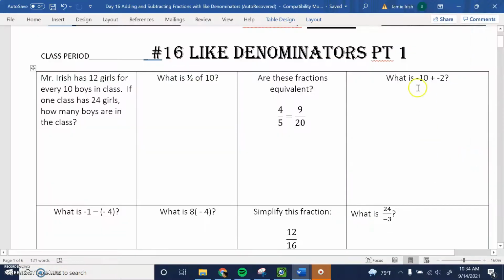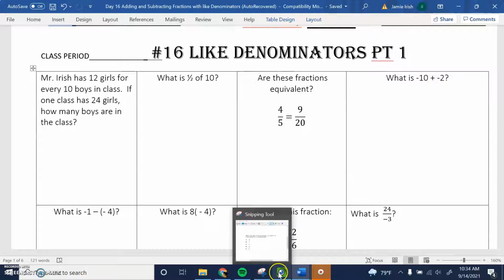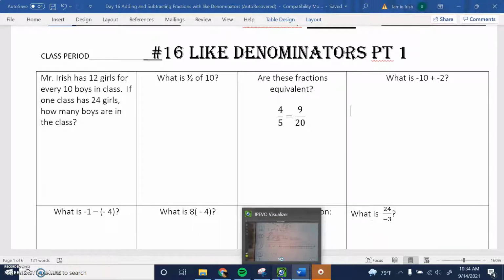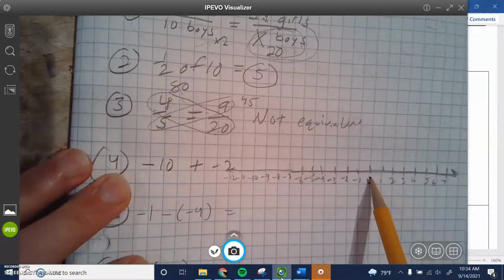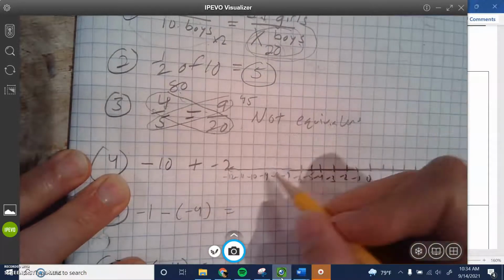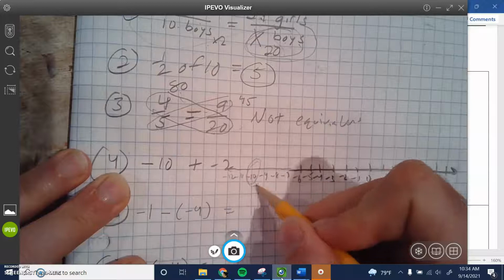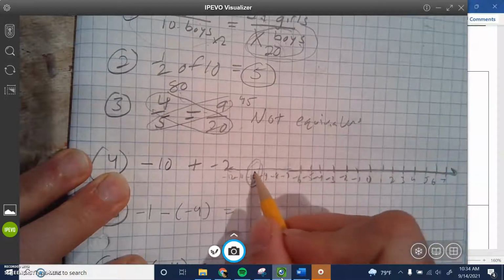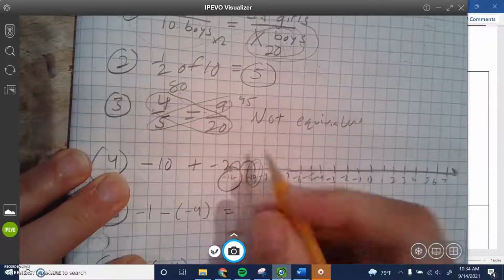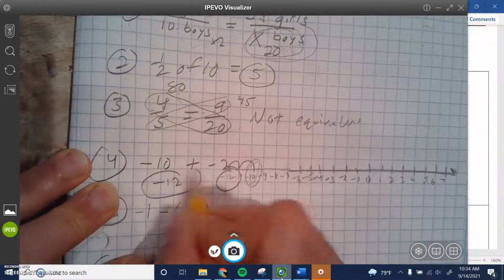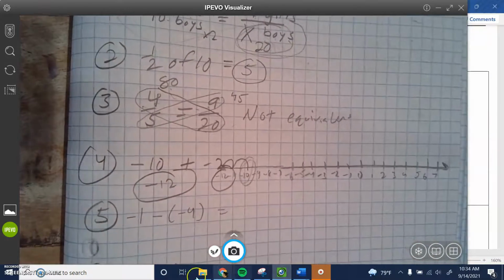Okay, next one. -10 plus -2. Okay, so I wrote out a number line. I didn't have one, so I wrote it out like this with a big number line on my paper. So you start on -10 right here. So here's -10. And I go left 2, 1, 2. See how easy it is with the number line? And I'm at -12. Got it. Cool. Next one.